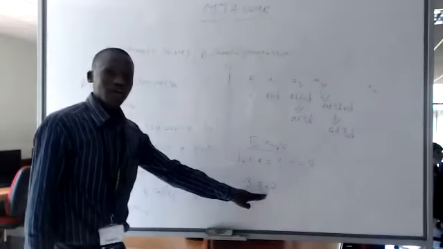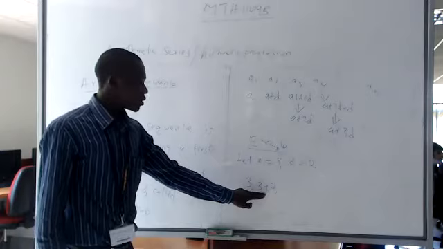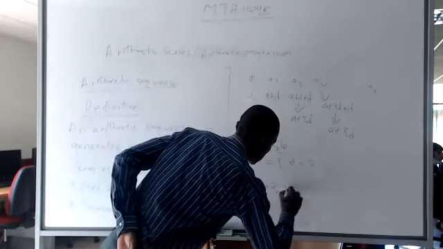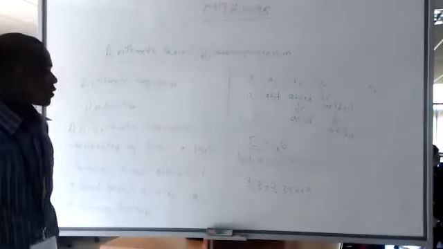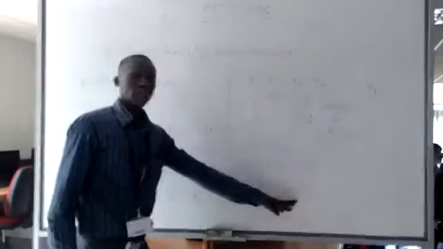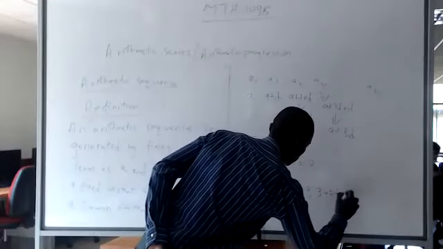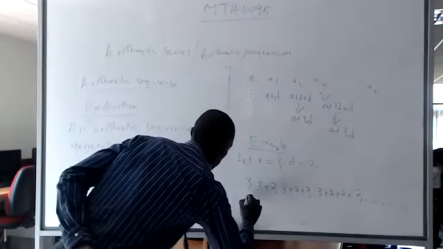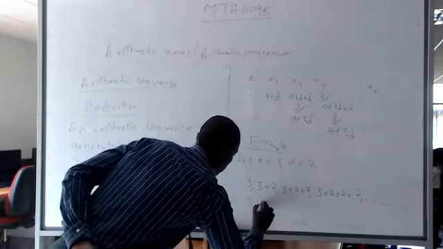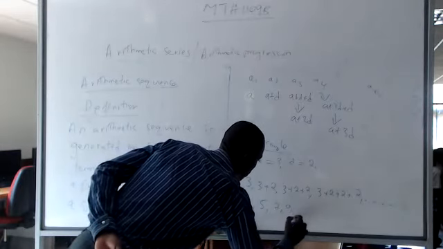To get the third term, add the common difference to the second term. So the third term should be 3 plus 2 plus 2. To get the fourth term, add the common difference to the third term. So the fourth term should be 3 plus 2 plus 2 plus 2. So you end up with a sequence which starts with 3, the next is 5, the next is 7, the next is 9, on and on like that.